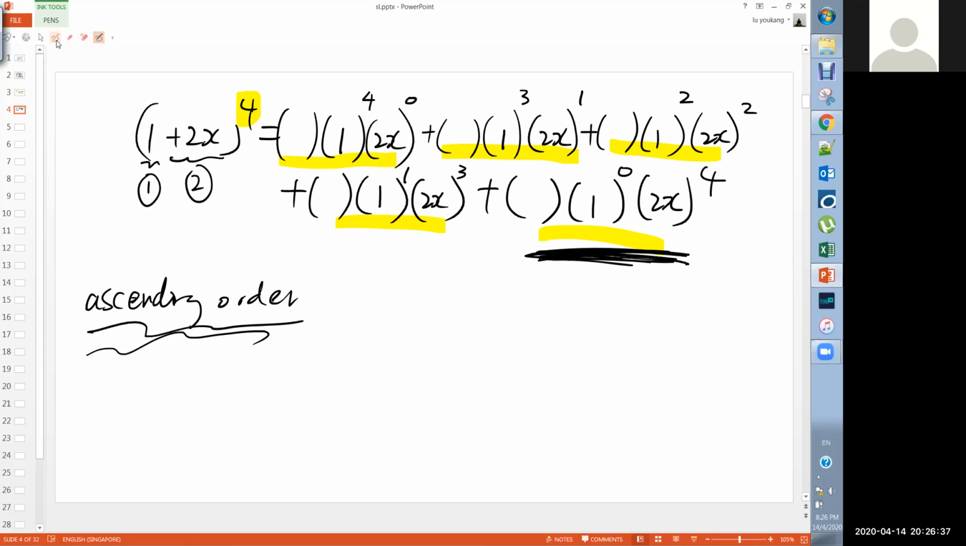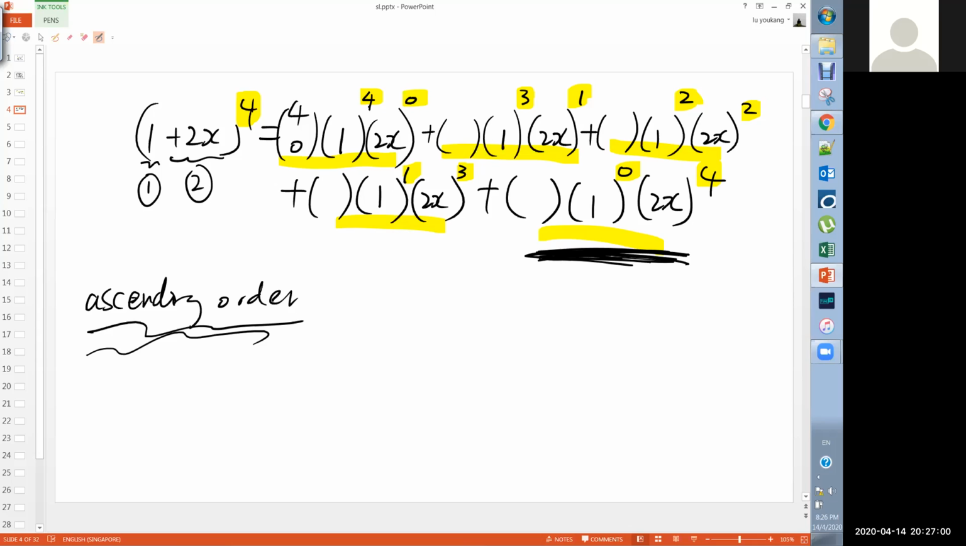The reason is, if you still remember, these two should add up to 4. These two should add up to 4. These two should add up to 4. Okay? So it's very, very mechanical. Then now I am only left with this bracket to fill. This bracket is determined by what?